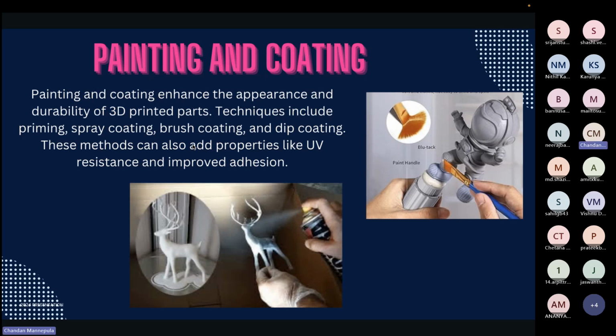It's nothing, it's just a form of coating. Don't try to think too much. These methods can also add properties like UV resistance and improved adhesion.